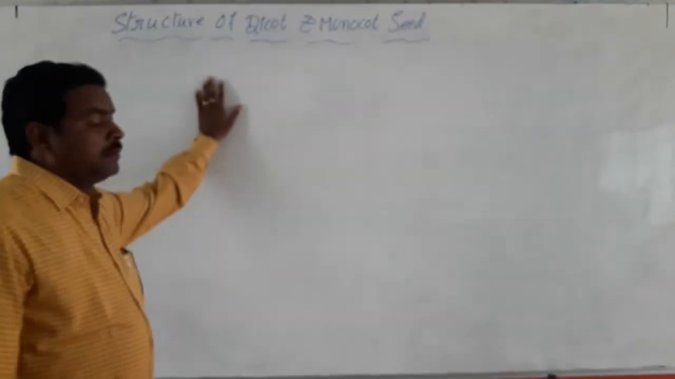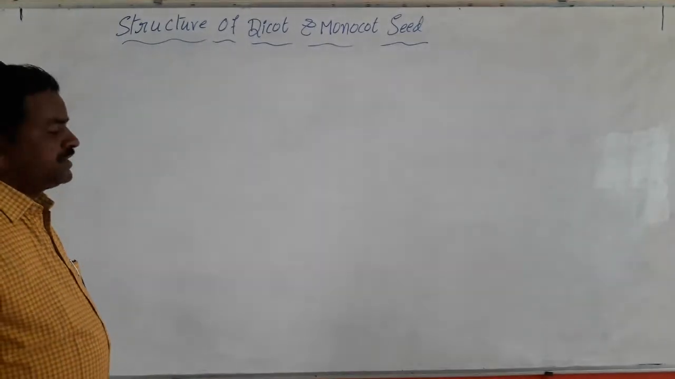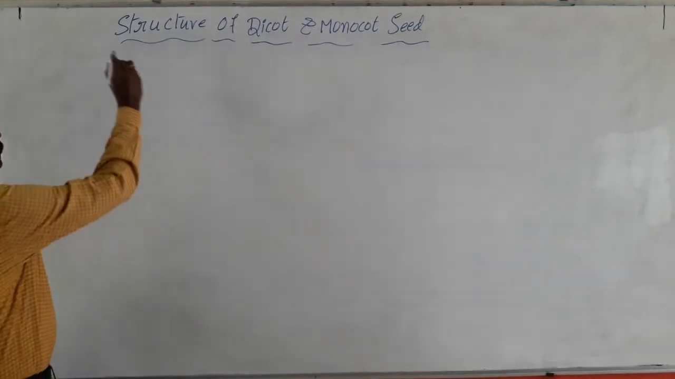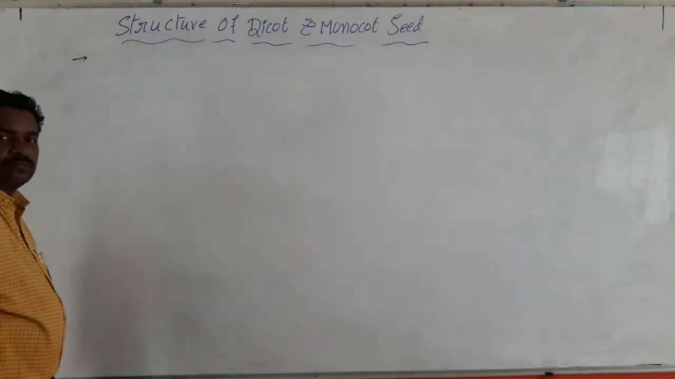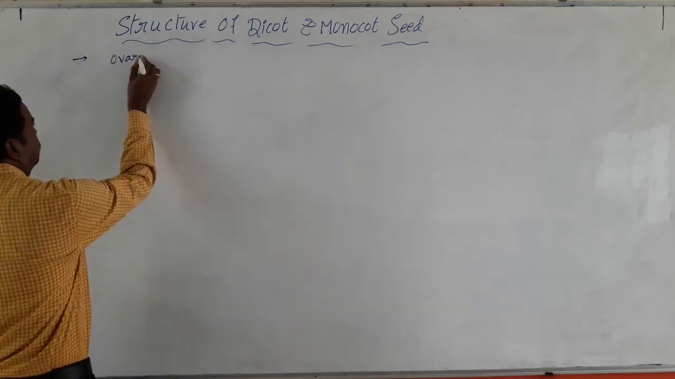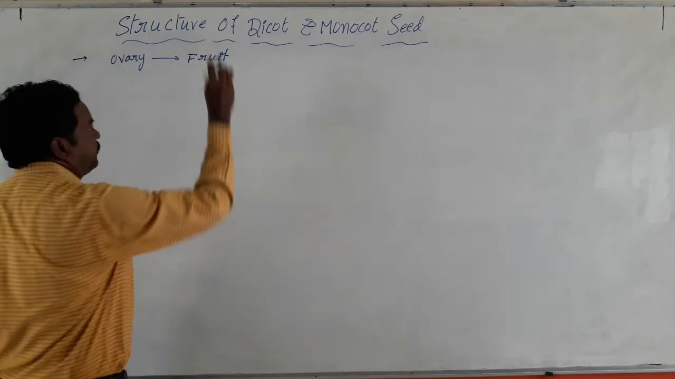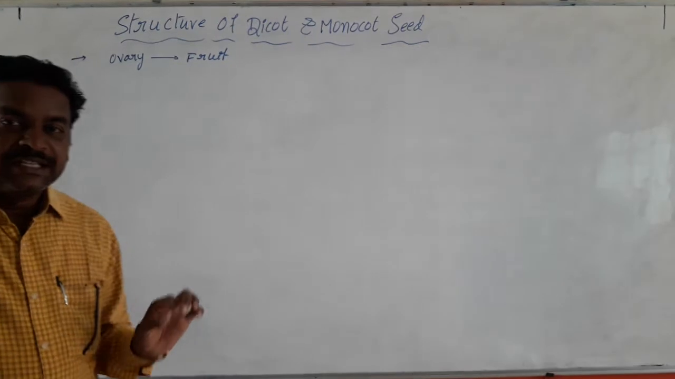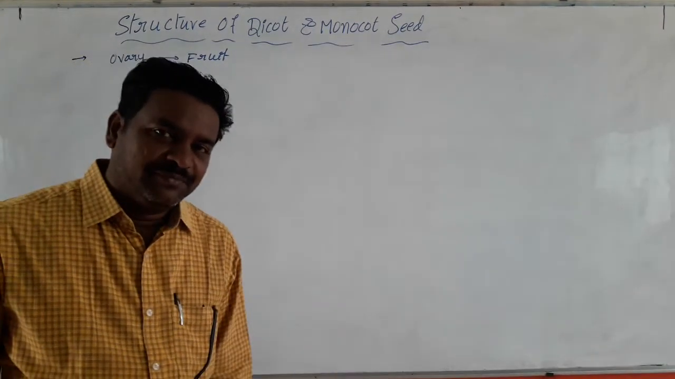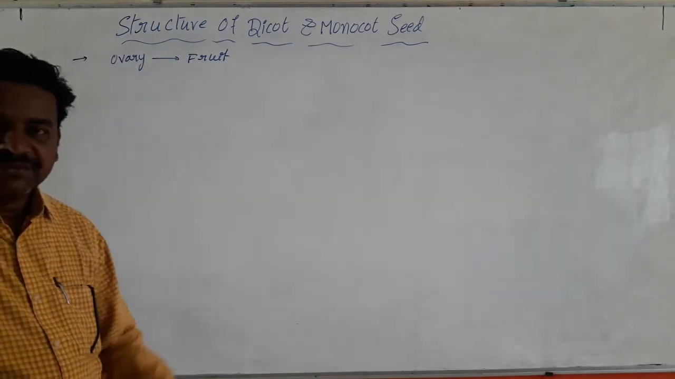Good morning, students. Now coming to the structure of dicot seed and the structure of monocot seed. Students, after the completion of fertilization, the ovary develops into a fruit. So fruit is the fertilized ovary, that is, a post-fertilization product and a product of sexual reproduction.